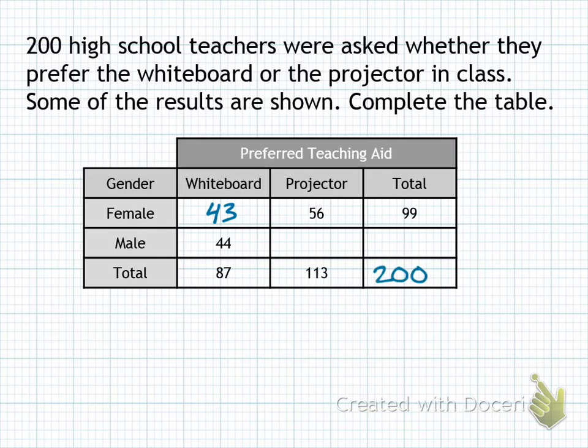And then again, the total here it says is 200. That's given in the question. I know that if there's 200 total and 99 are female, there must be 101 males. And then this box I can fill going across or up and down. So I could do 101 minus 44 gives me 57. Or I could do 113 minus 56 and that gives me 57 as well. Okay, and again, we could ask a lot of questions about this, right? Which was the most preferred teaching aid? Well, the highest total between both genders would be 113.